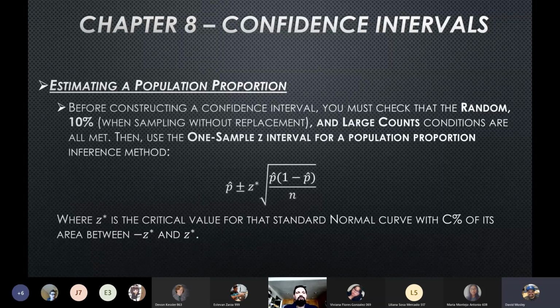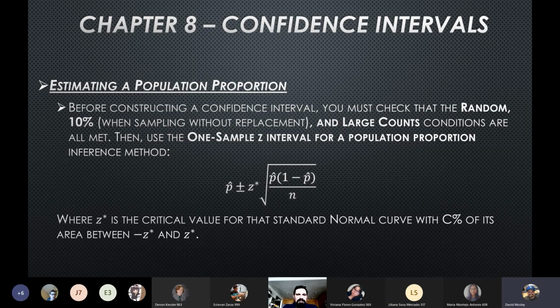When we're estimating a population proportion, we must check our conditions before constructing a confidence interval. That is, the random, 10% when sampling without replacement, and large counts conditions are met. Then we use the one sample z interval for population proportion inference method.